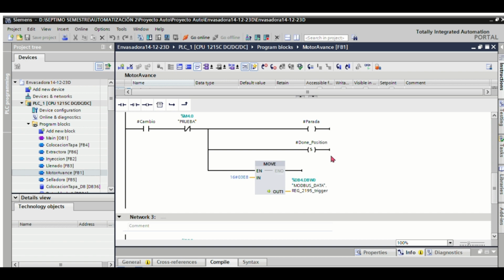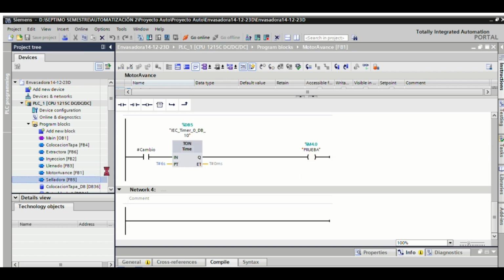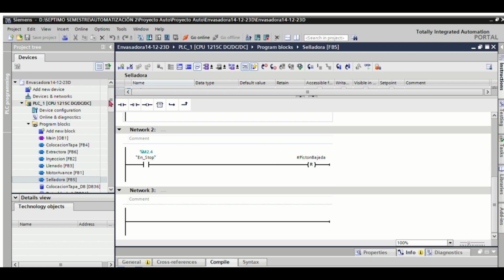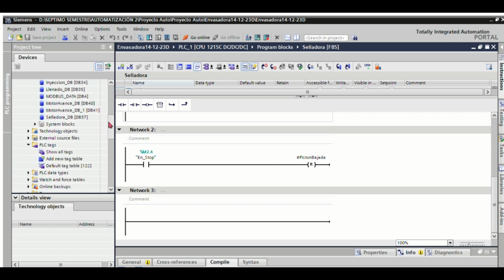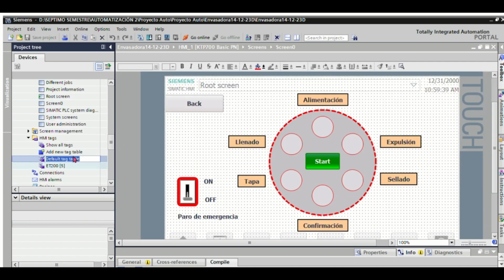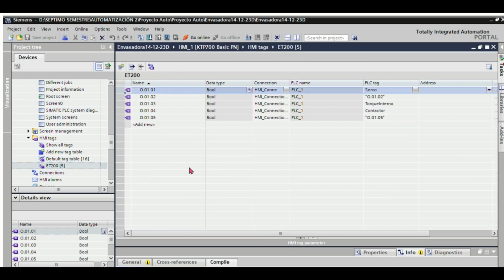In the oscillator stage, the piston lowers upon activation, and after 5 seconds, the action resets, raising the same down flag. All the used blocks are then listed. Here we can see the main HMI screen design, followed by the system control process screen. Additionally, the HMI tags used in development are shown.